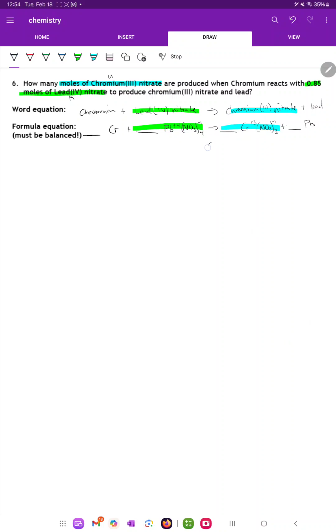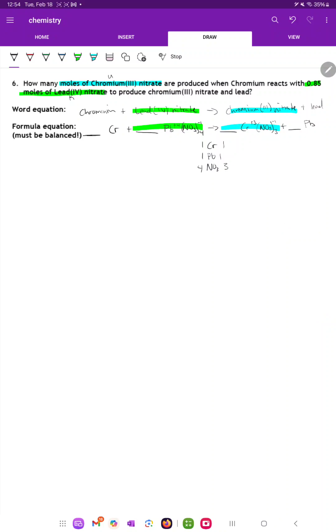Let's balance this thing out. I've got my Cr, Pb, and it looks like the NO3 sticks together, so that makes it nice and easier. So 1 chromium, 1 lead, and 4 of these on the left side. I've got 1 chromium, 1 lead, and 3 of these on the right. Now the big challenge here is because it's a 3 and a 4, I'm going to have to jump this one up because they need to become multiples of each other.